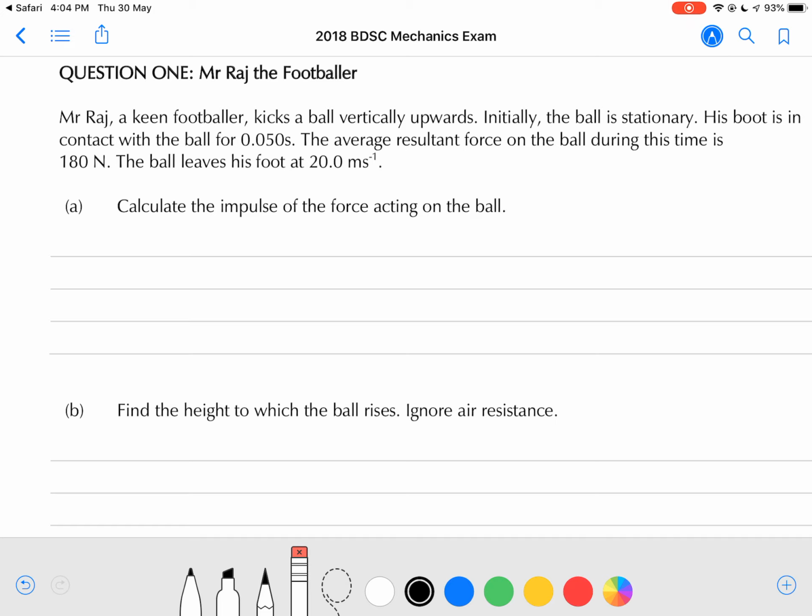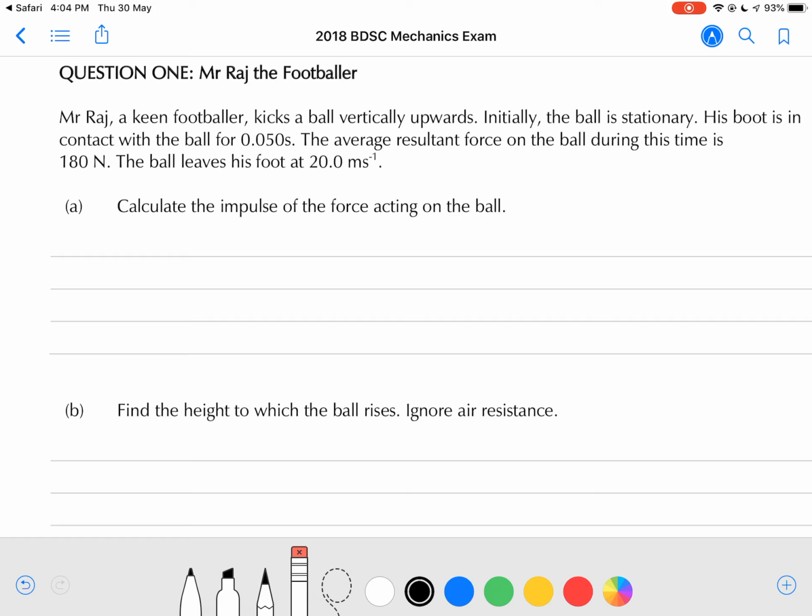Okay, so Mr. Raj, a keen footballer, kicks the ball vertically upwards. Initially, the ball is stationary. His boot is in contact with the ball for 0.05 seconds. The average resultant force on the ball during this time is 180 newtons. The ball leaves his foot at 20 meters per second. Calculate the impulse of the force acting on the ball.